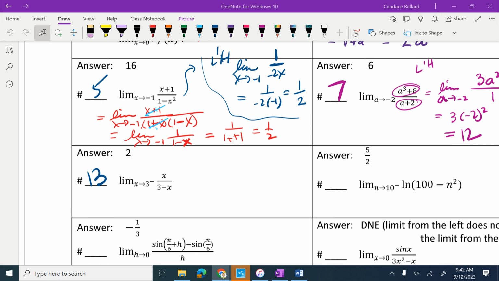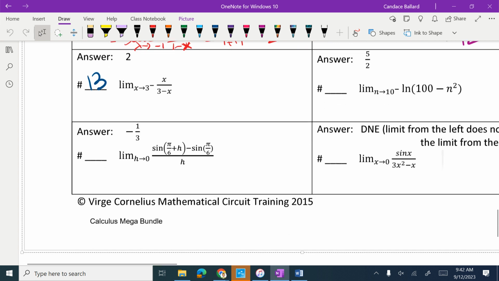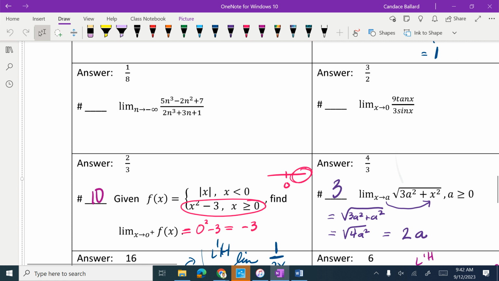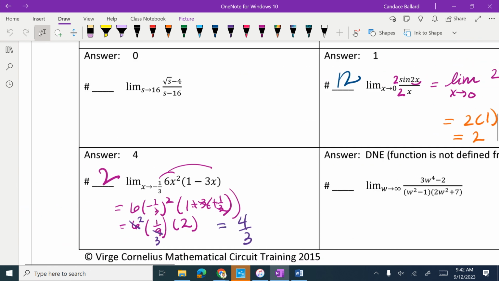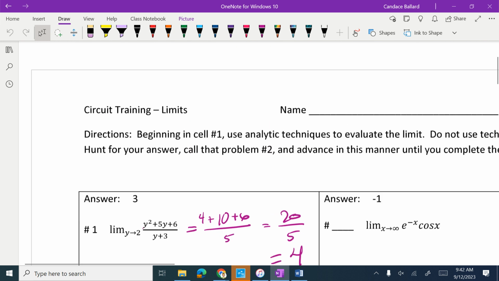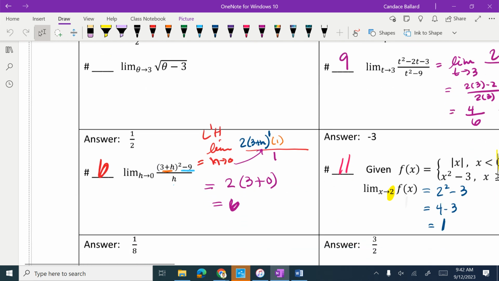Okay, here we go. Let's look at number 13. I am going to make a guess. I'm looking at 13. I'm going to skim through the answers really quick, though. One option is "does not exist, not defined from the left." What's my other option that doesn't exist?